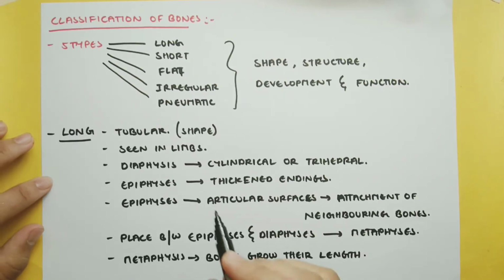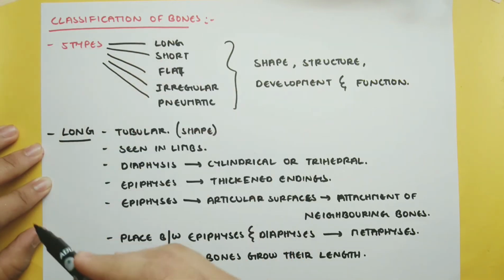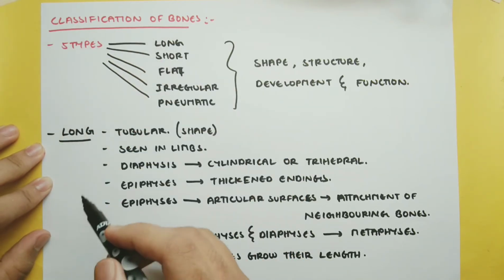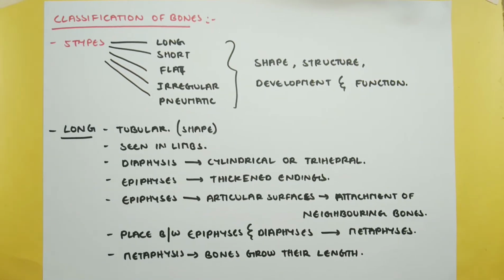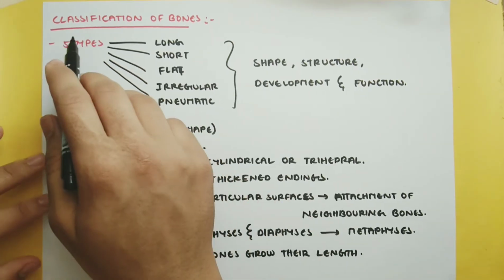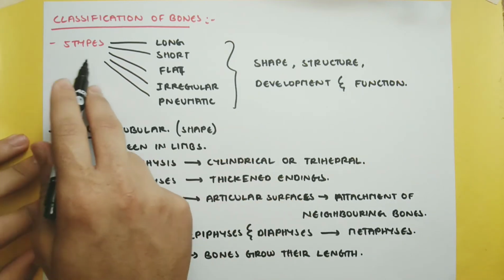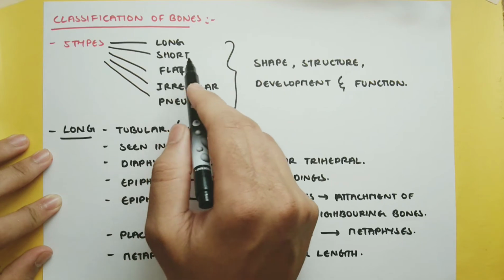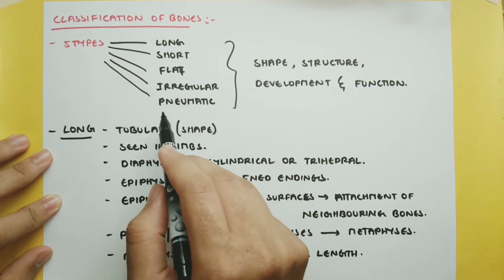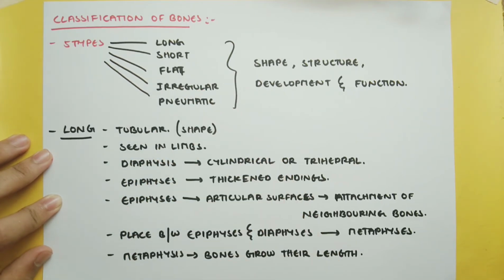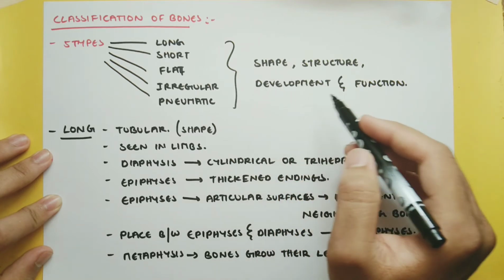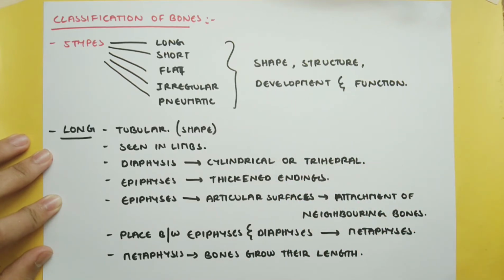Now let us go to our next topic, classification of bones. All bones of the human body are classified into 5 types. Those are long bones, short bones, flat bones, irregular bones, and pneumatic bones. These bones are classified into 5 types based on 4 main principles. These are shape, structure, development and function. Now let us discuss each one in detail.